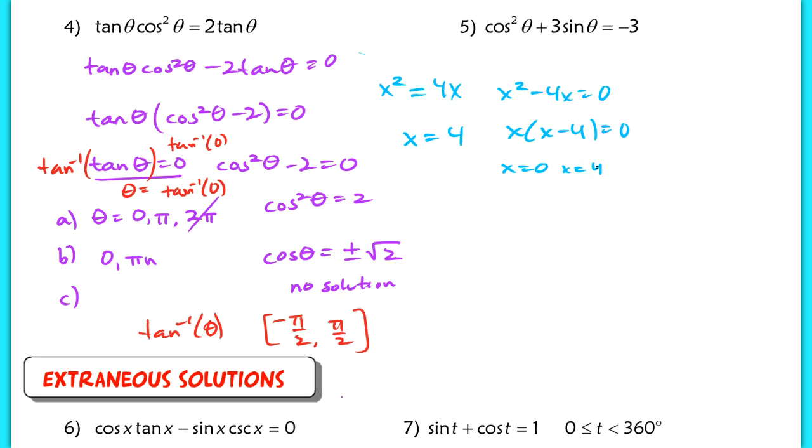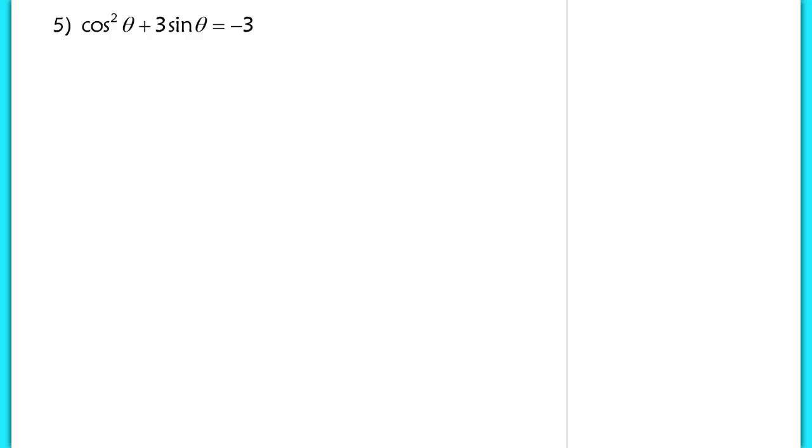So please avoid the temptation to divide out the tangent of theta or any function from an equation. You never want to do that because you eliminate potential solutions. Okay?